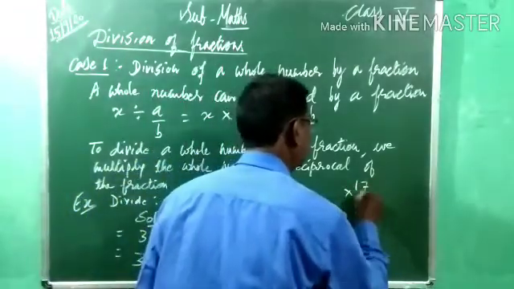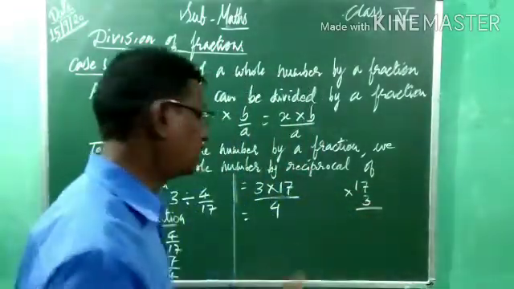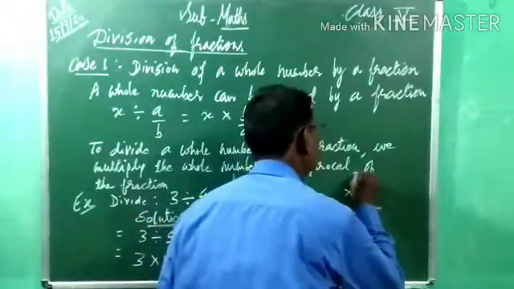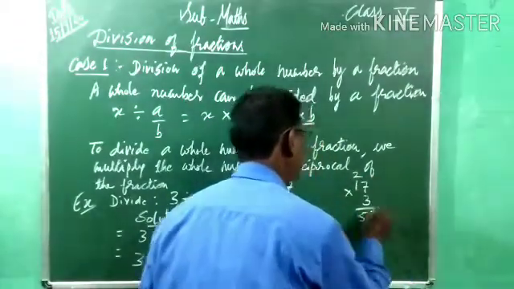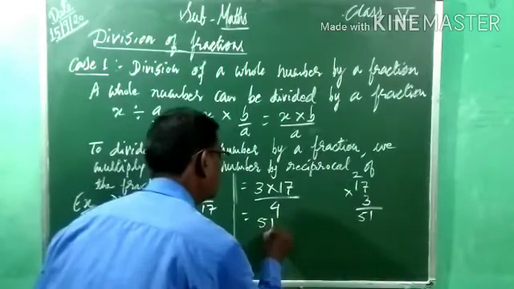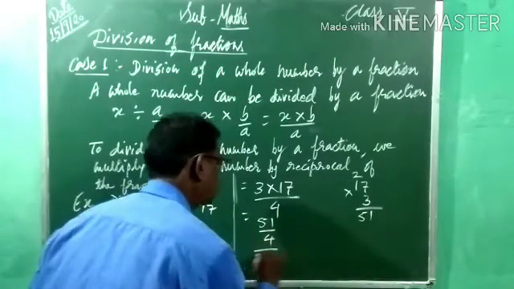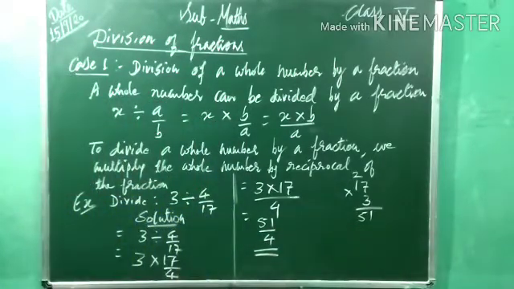Now do the multiplication here. 17 into 3: 3 sevens are 21, okay, carry 2. 3 ones are 3, 3 plus 2 is 5. 51. 51 by the denominator, what? 4. So understood? This is the answer: 51 by 4. So note down this one.